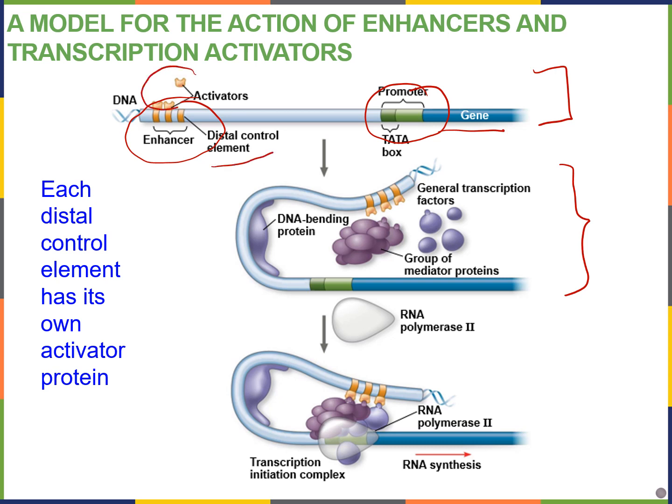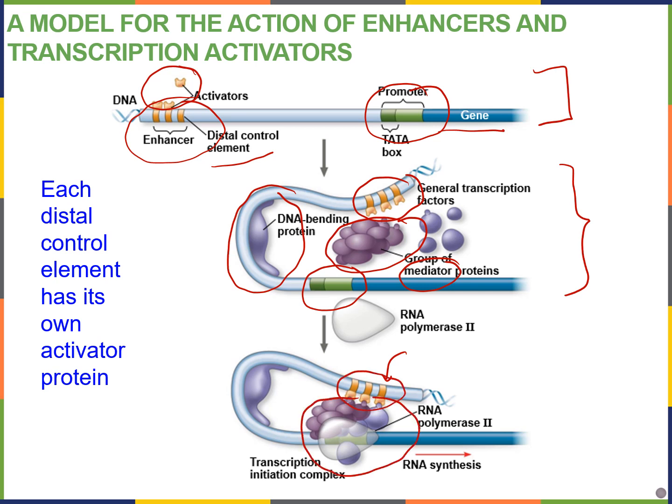I can see activator proteins are binding to the distal control elements, and along with DNA bending protein, I can see that now the activator is very close or much closer to the promoter site. And in order to get it to bend properly, that DNA, I can see that we have some mediator proteins, this big purple complex, that allows that portion of the DNA to get closer to the promoter so that it can interact with the transcription factors and promote transcription by RNA polymerase II.